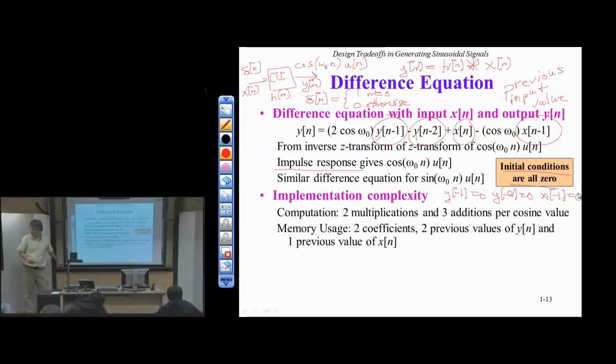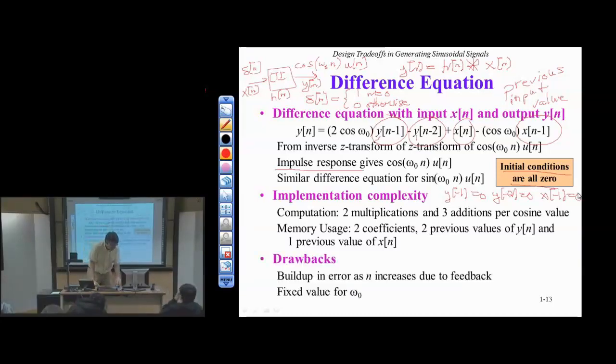Computations again, 2 multiplies, 3 adds. Memory usage, 2 coefficients, 2 previous values of the output, y of n, 1 previous value of the input, x of n. Pretty low complexity. There's some drawbacks. The error increases as n increases due to feedback.